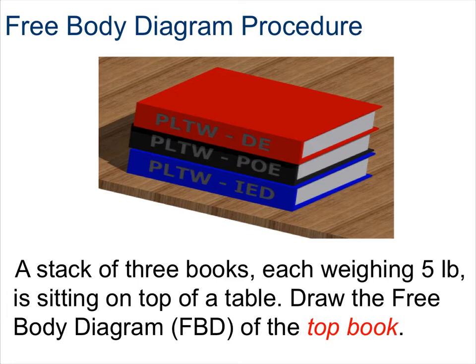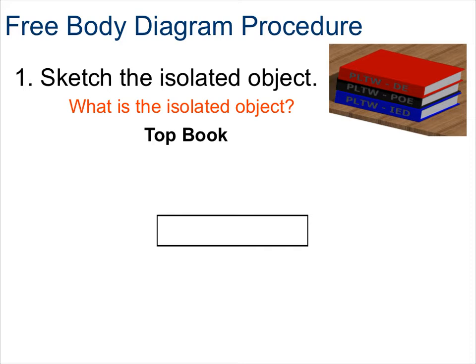Here we have a stack of 3 books, each weighing 5 pounds, which is sitting on top of a table. We're going to take a look at the next few slides at how to draw this free body diagram of just the top book. In order to do this, step 1 tells us that we need to sketch the isolated object. So what is the isolated object? It's the top book. Rather than taking the time to draw the object in detail, we can simply substitute a simple geometric shape, such as a square or circle. For these exercises, the shape we draw is going to be considered dimensionless. So you can see here that I drew the top book using a simple rectangle.